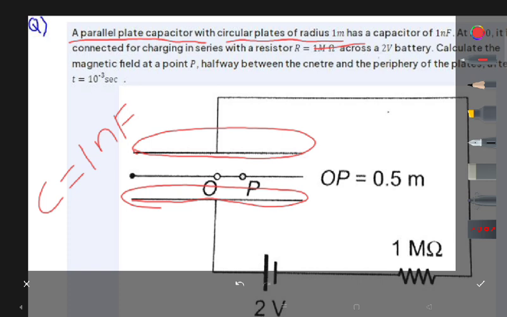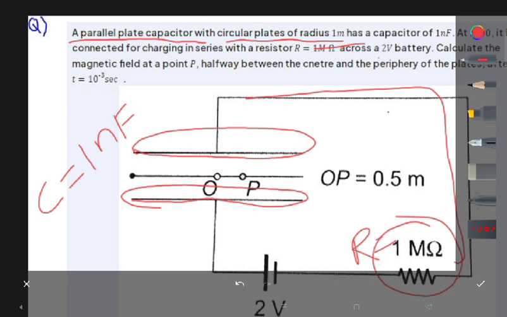At time t equal to 0, it is connected for charging in series with a resistor R equal to 1 mega ohm across a 2-volt battery. Calculate the magnetic field at point P, halfway between the center and periphery of the plates.